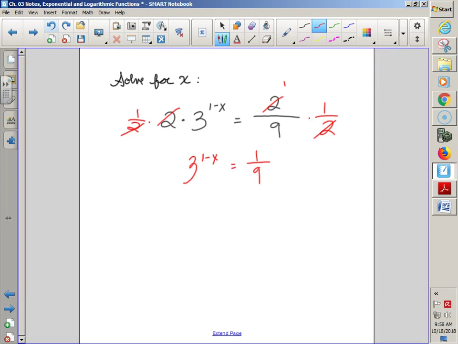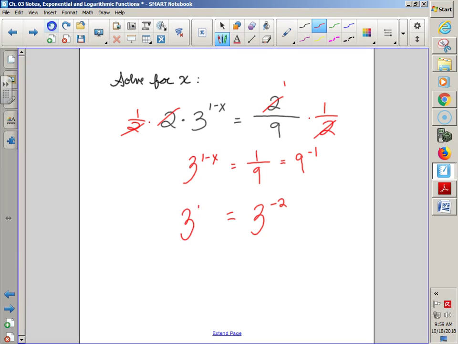Do you guys remember what my third clue was? Use powers to rewrite denominators. So I can think of 1/9 as 9 to the negative 1. Now, I don't want 9. I want a 3. So I can make that 3 to the negative 2, because a negative puts that base in the denominator and the 2 squares it. So I would have 1/9 with 3 to the negative 2. 1 over 3 squared, 1 over 9.